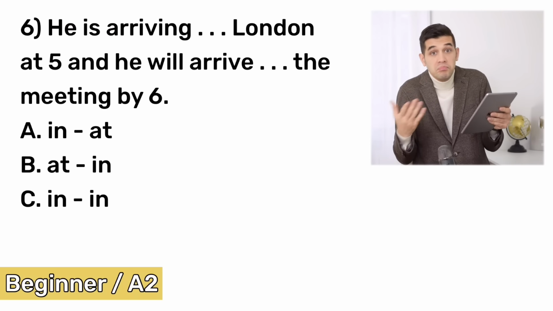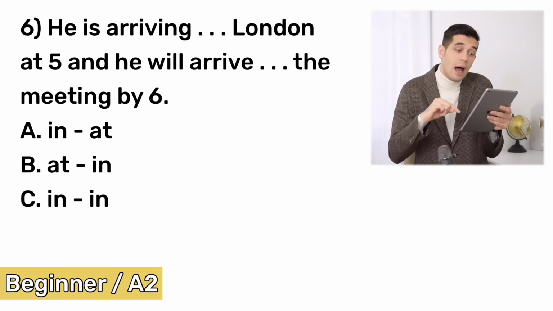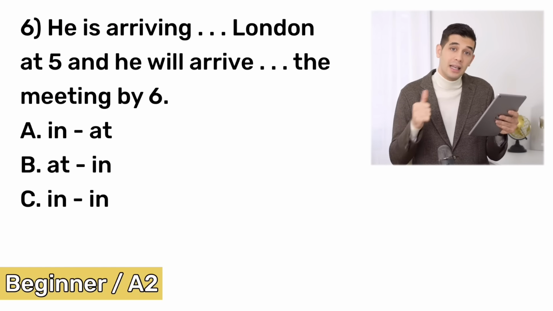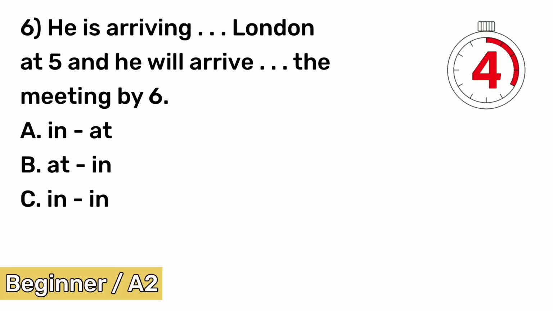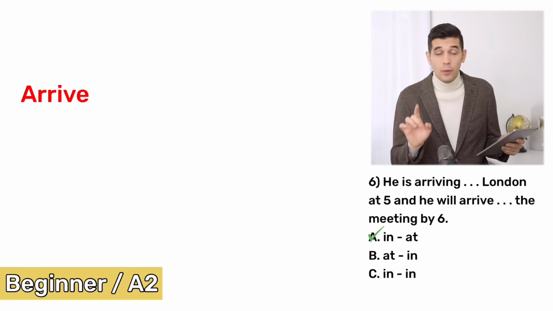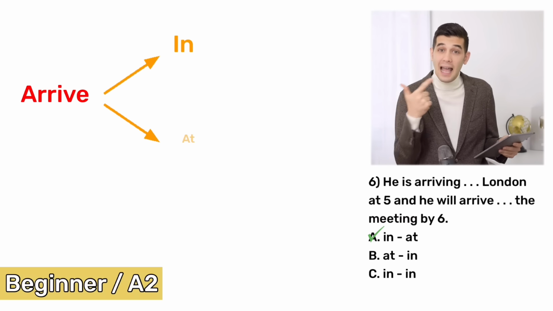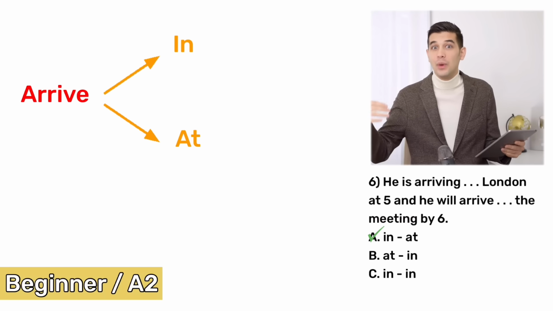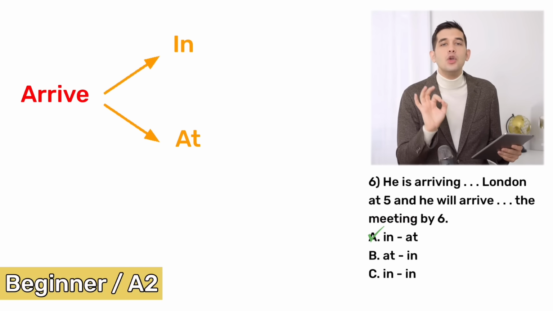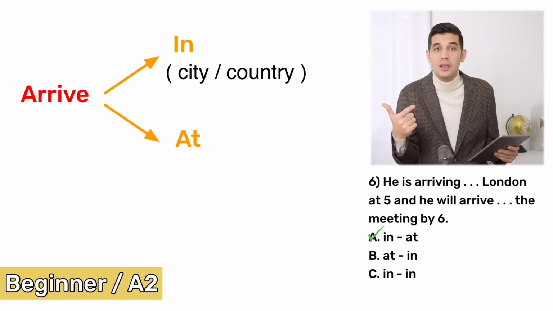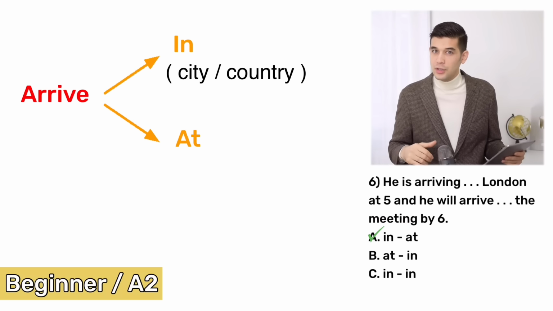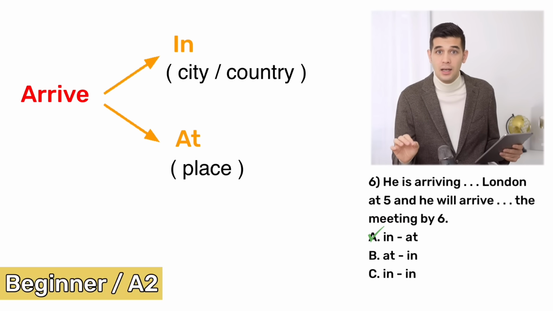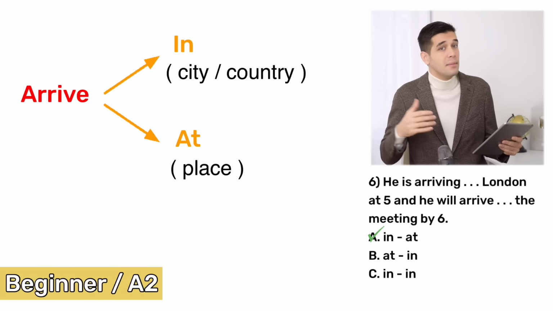He is arriving London at 5 and he will arrive the meeting by 6. In, at, in, in. After arrive, we can use both prepositions in and at. But it depends on where we are going to arrive to. If you want to talk about a city or a country, say arrive in London, arrive in England. But if you are talking about a place, say at. Arrive at the cinema, arrive at the meeting.